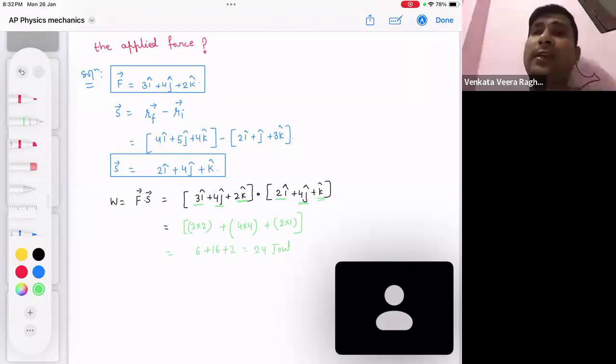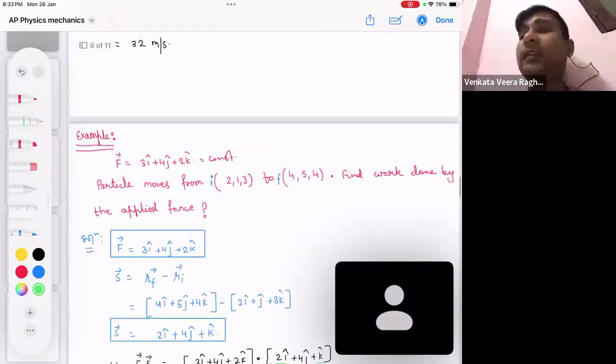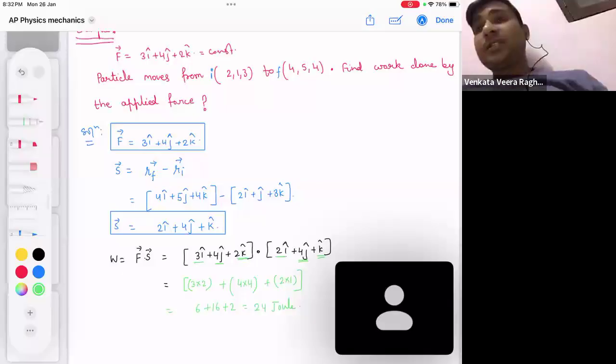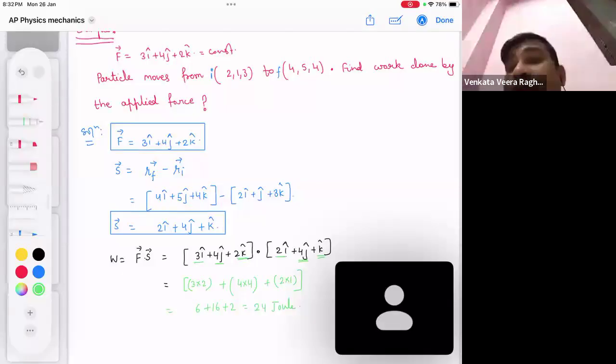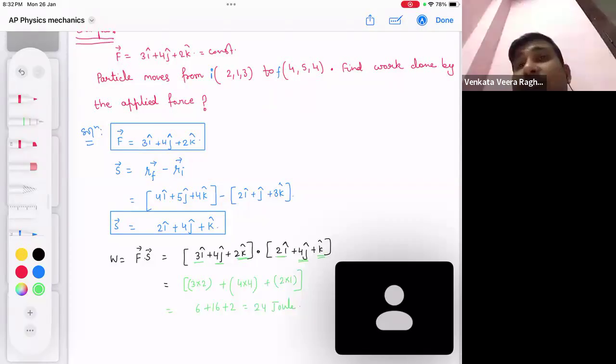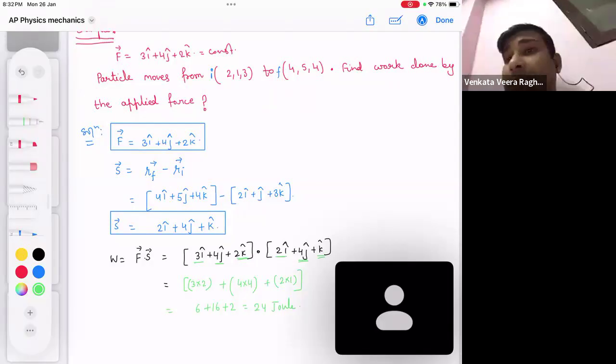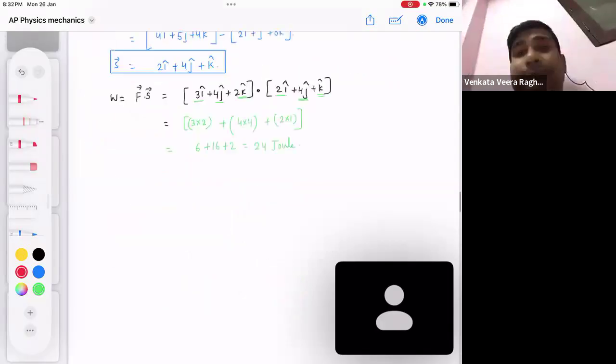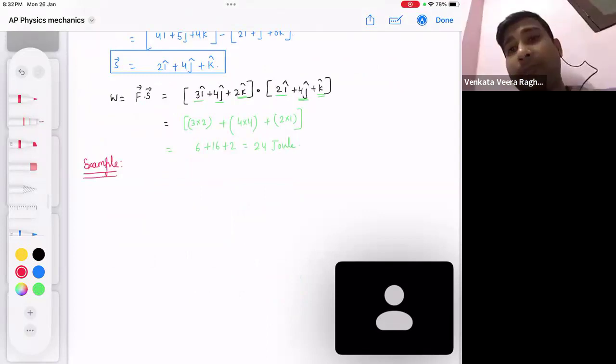Understood? If I ask you what the final velocity is, you can directly use change in kinetic energy equal to work done. For that, I should give you the mass of the particle also, because to apply the work energy theorem, you need the particle mass also. Understood? Please tell me, did you understand this one?